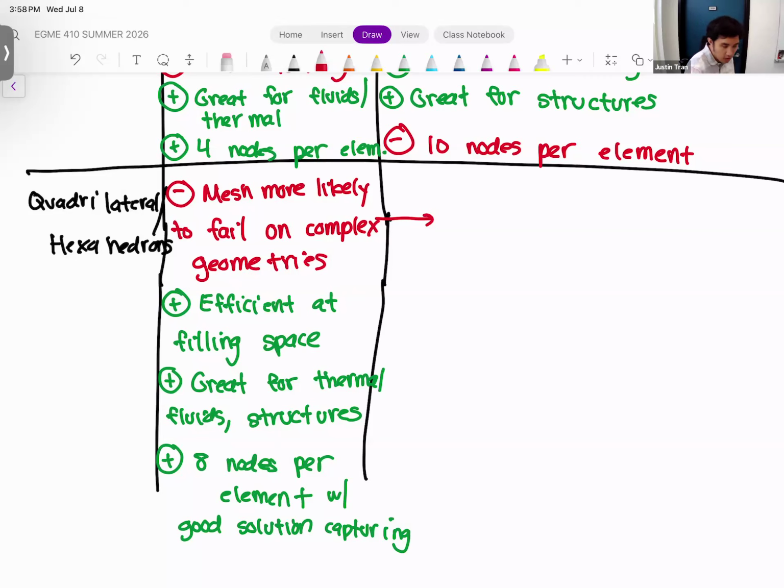You're more likely to run into errors. But for cases when you are able to mesh, it does fill the space pretty efficiently, so your element counts still remain fairly modest. It's great for all of those types of equations as well. The main difference between the linear and quadratic hexahedron is the nature of the shape functions and the cost that it takes to get them. So the most immediate downside is that your quadratic hexahedrons are the most expensive element.